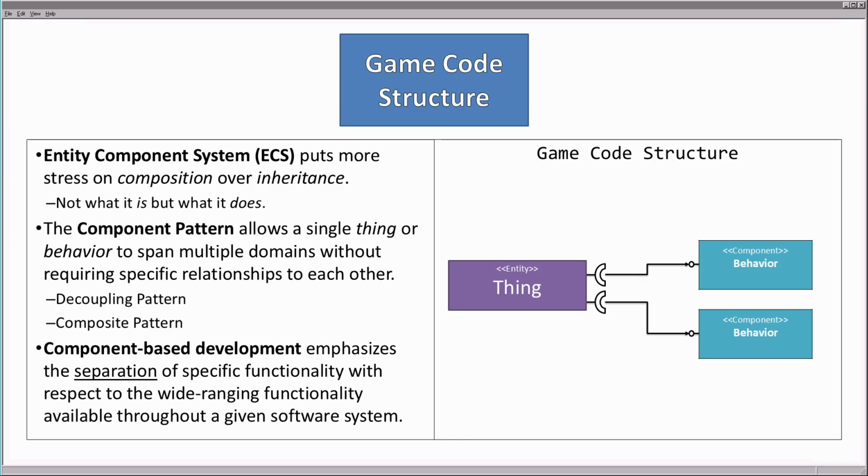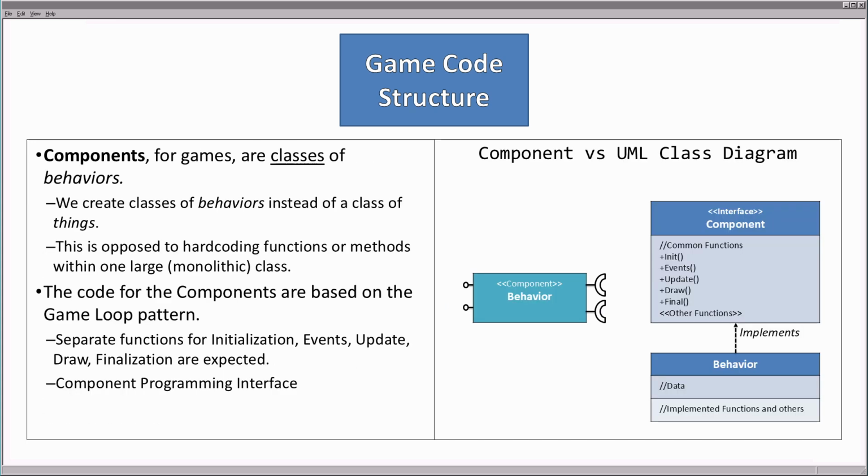Component-based development emphasizes the separation of specific functionality with respect to a wide-ranging functionality available throughout a given software system. Components for a game are classes of behaviors. We create classes of behaviors instead of classes of things. This is opposed to hard-coding functions or methods within one large monolithic class, meaning writing everything in one programming file or writing all the code in a main method.